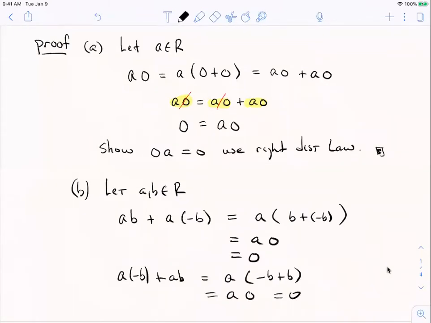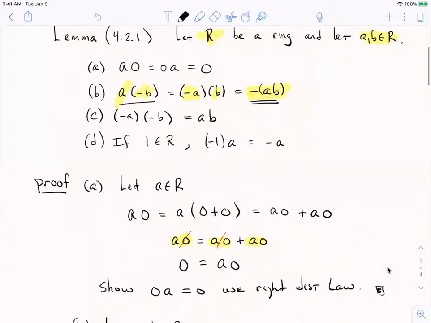So there. That's not the whole thing. I proved one of these two equalities. I'm going to leave this one to you. But the same exact idea: you just add that thing, minus A times B, to AB, and show that you get 0.